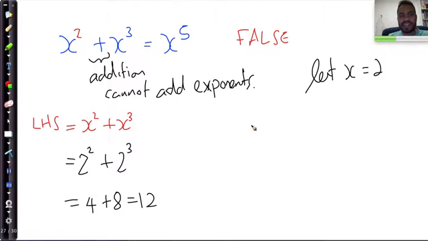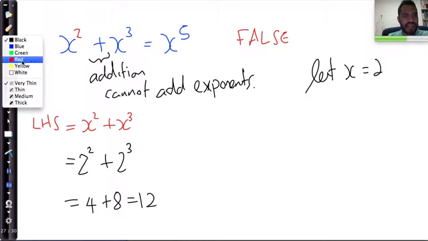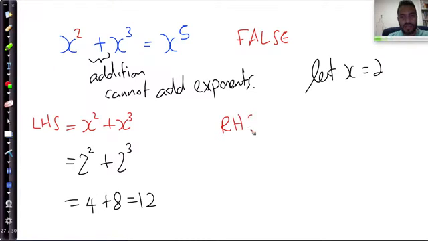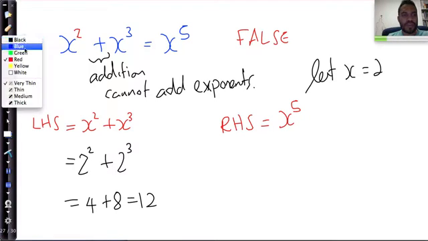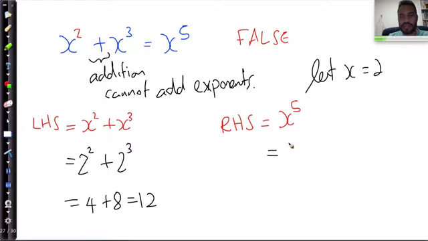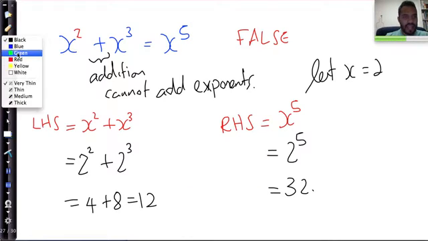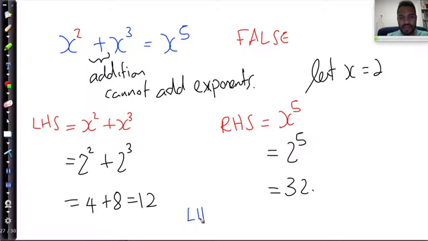And let's take the other side. What is the right-hand side? The right-hand side is equal to x to the power of 5. Now again, if we let x equal 2, then that is equal to 2 to the power of 5, and you've already seen that's 2 times 2 times 2 times 2 times 2. That's going to give me 32. So clearly, we can now say that the left-hand side does not equal the right-hand side. Okay.